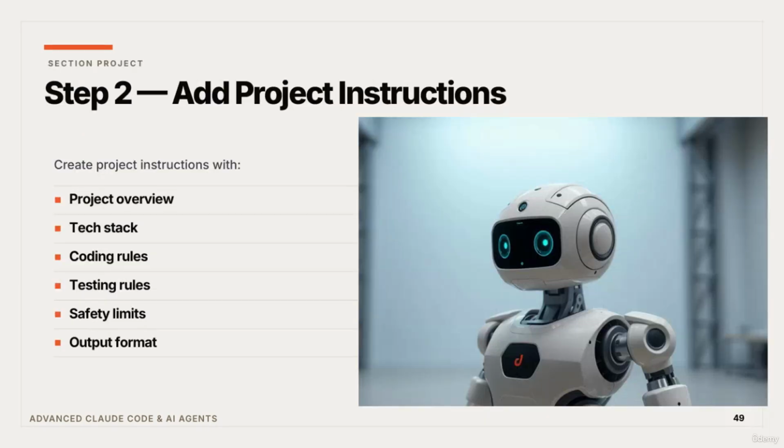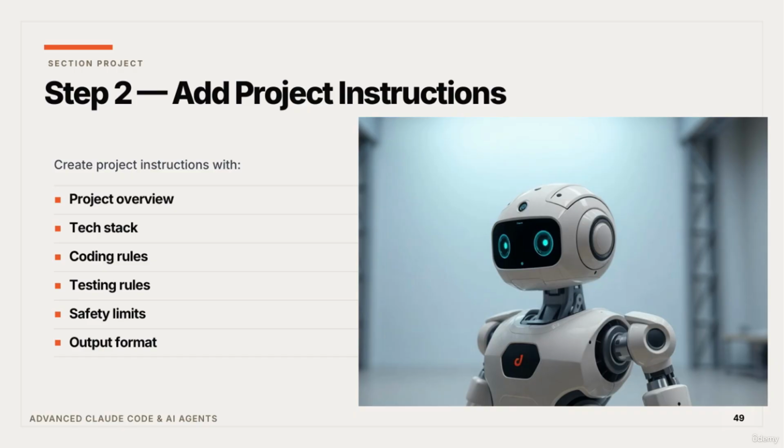Now let's focus on step 2, which is all about adding project instructions. This step is crucial because clear instructions set the foundation for successful project completion. You want to start by providing a comprehensive project overview, so everyone understands the goals and scope. Next, specify the tech stack you'll be using. This helps align everyone's tools and expectations.